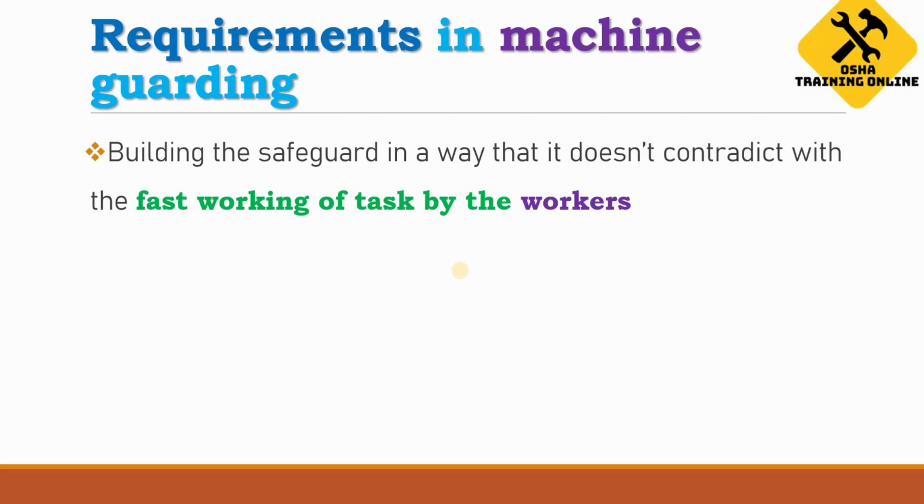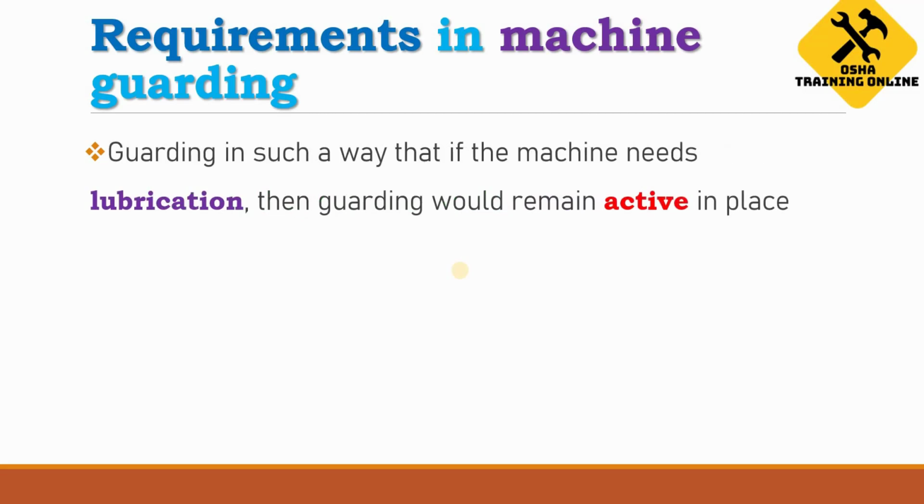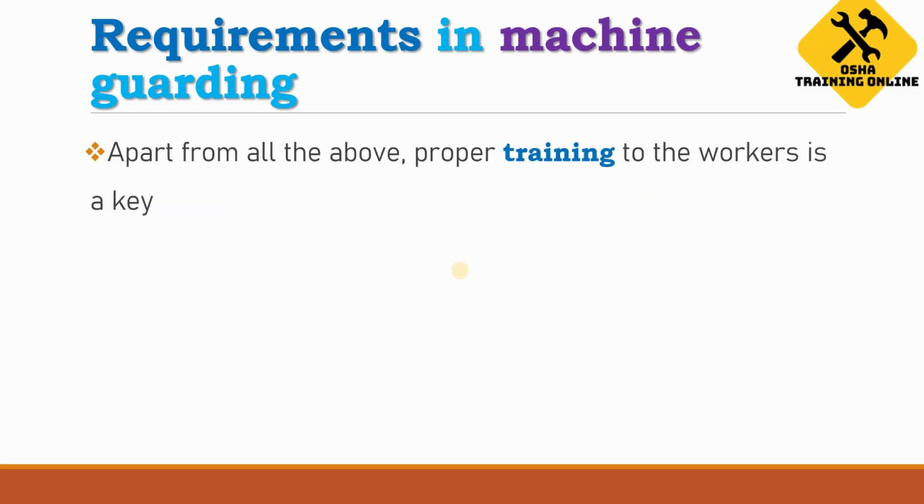We have to build the safeguard in a way that it does not conflict with the fast working of tasks by the workers. We have to structure the guarding in such a way that it does not get in the way of the fast working of the task by the workers. We have to ensure that the guarding does not decrease the efficiency of the worker. The next point is that guarding should be such that if the machine needs lubrication, the guarding would remain active in place. Apart from all of the above points we discussed, proper training of the workers is the key. We have to instruct and train the workers on how to use the machine which has the guarding system.